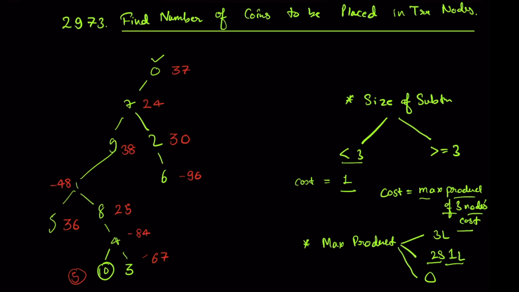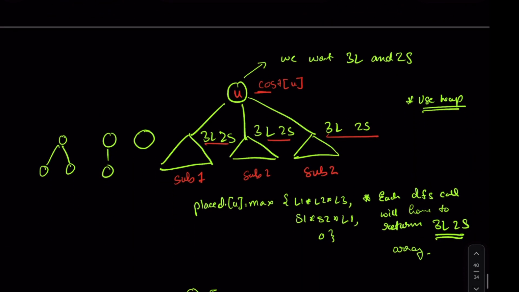Okay. So stand at a node. Also keep in mind that the node at which you are standing is also in the subtree. So 37 will also be a value which will be included for determining the maximum product. So stand at a node, find three largest, and two smallest and one largest, and then find the maximum product if the size of the subtree is greater than 3.